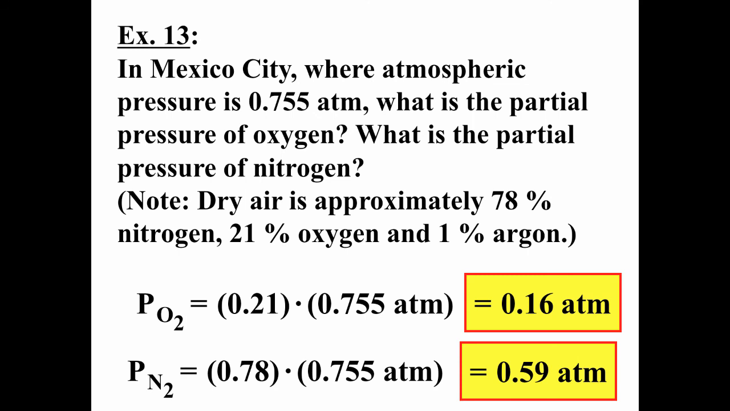And then note that 0.16 and 0.59 do add up to 0.755, though not quite exactly the same because of slight differences in our significant figures. We have our answers here to 2 sig figs, but we started with 3 for the total pressure, so they're not going to add up exactly because of those round-off issues.